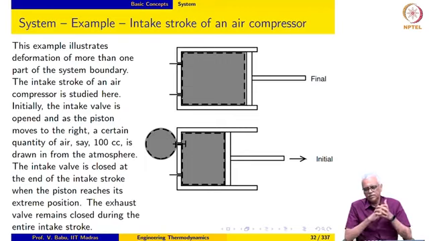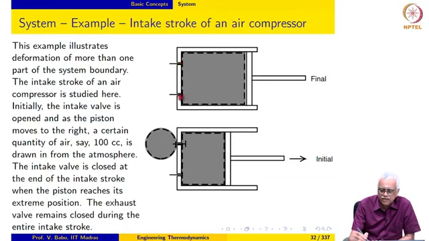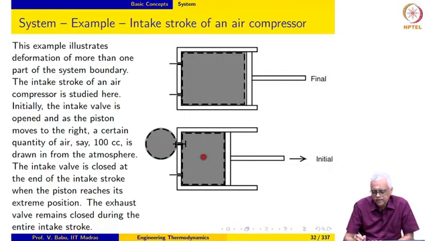The last example that we are going to look at is an air compressor. So here we have a reciprocating air compressor which resembles a piston cylinder mechanism, but it has two valves. So there is an intake valve here and there is an outlet valve here. So the way this compressor operates is the intake valve is open and a certain amount of air is drawn in. So you see the intake valve being opened here, and a certain amount of air, let us say 100 cc of air, is drawn inside the cylinder, and then the intake valve is closed. Then the piston moves like this and compresses the air.